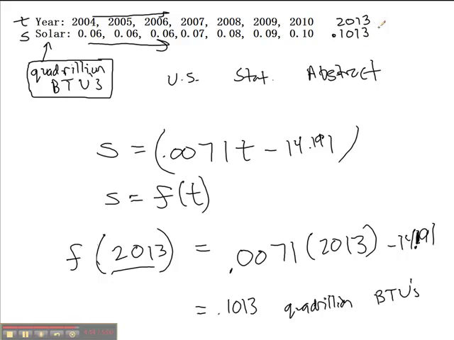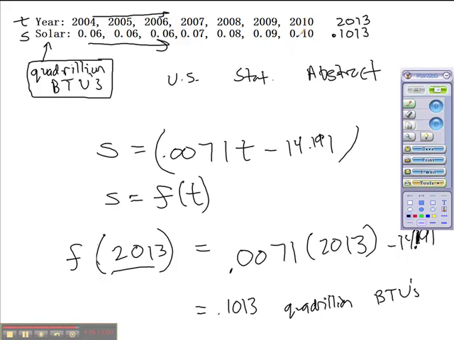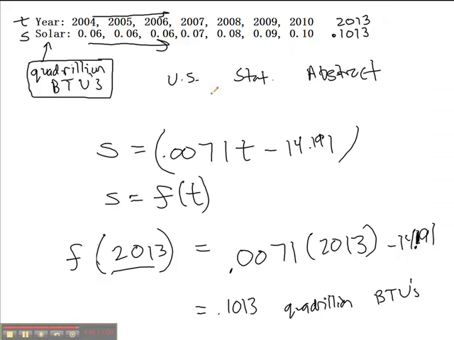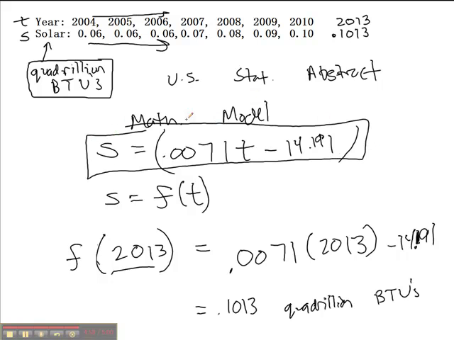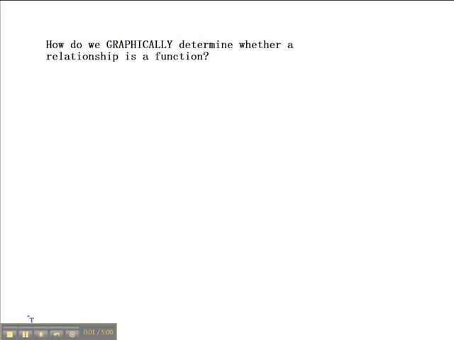Now this may not mean much to you because you're probably not used to thinking in quadrillion BTUs, but this is a way of using a mathematical model in order to make projections into the future, and this is a very safe and sound way most of the time to do so. As a capstone to this little video series, let's answer one more question now that we're working with graphs a little bit. So how do we determine whether a relationship is a function if we're looking at something graphically?